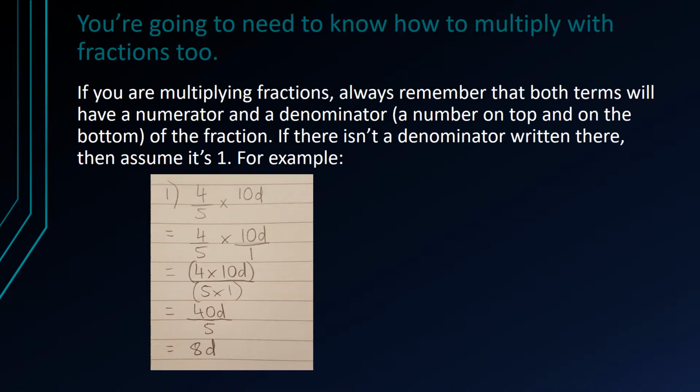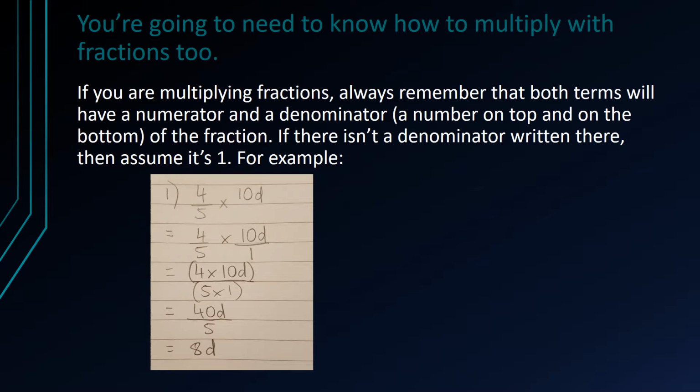just here we've got 4 on 5 multiplied by 10d. So 4 over 5 times 10d is actually the same as saying 4 on 5 multiplied by 10d on 1. Okay, so we'll multiply the top numbers by each other. So we've got 4 times 10d, and then we can multiply the bottom ones by each other too, and 5 times 1. So if we simplify the top and the bottom, then we've got 40d divided by 5.